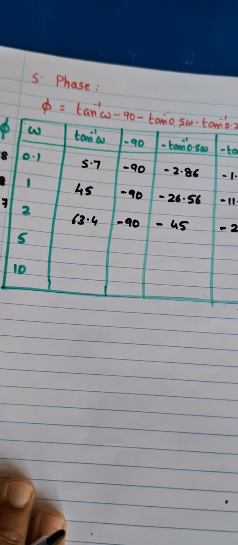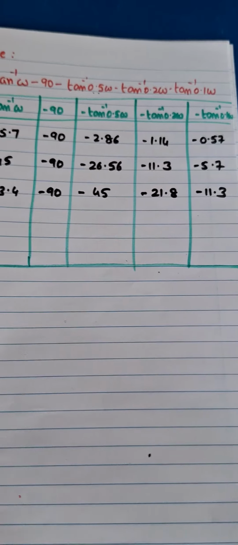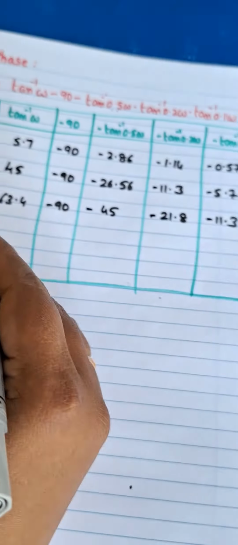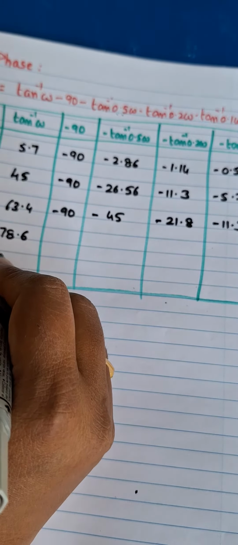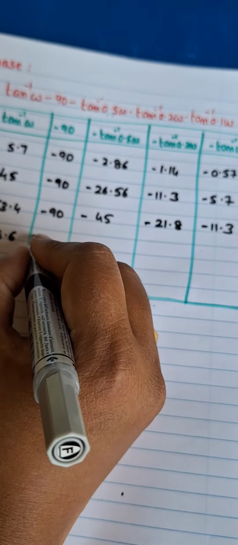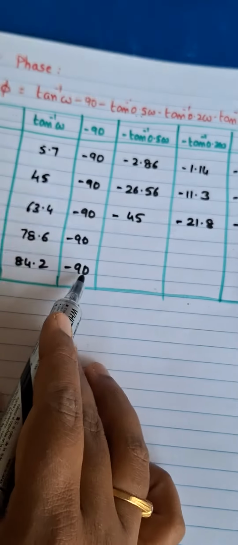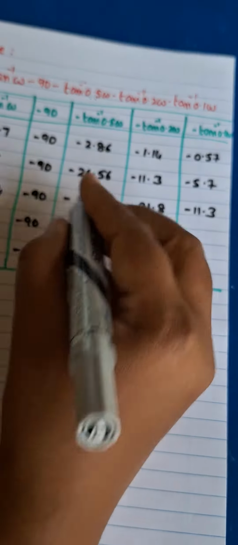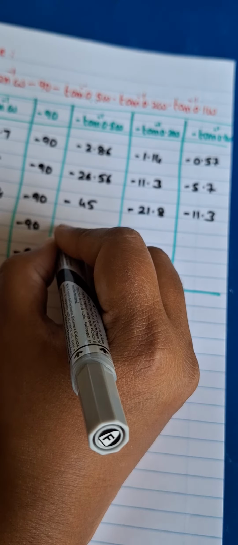Okay. So this way, if you do it, it will be easy without any mistakes. If you do all these values, tan inverse 5, we are going to get 78.6. This is 84.2. This is minus 90, because in the formula we are having minus 90. I am writing the minus 90 the same, so that we are not making any mistakes. That's why I don't want to create any problems.